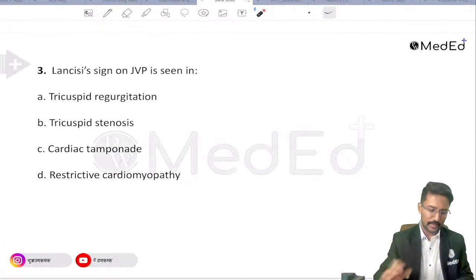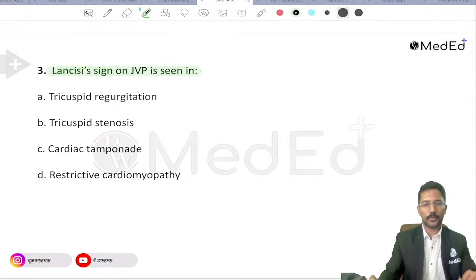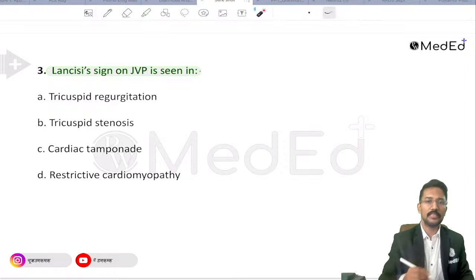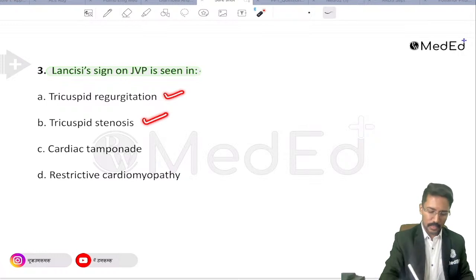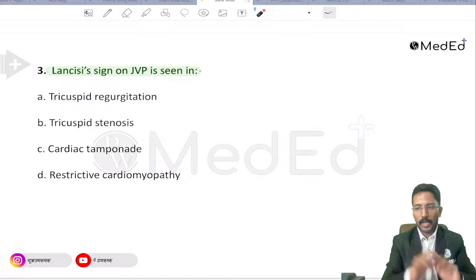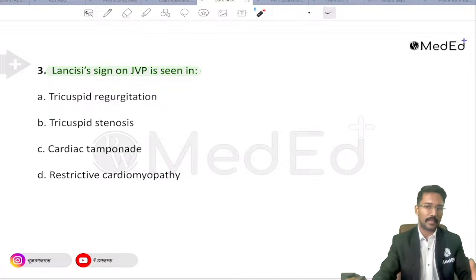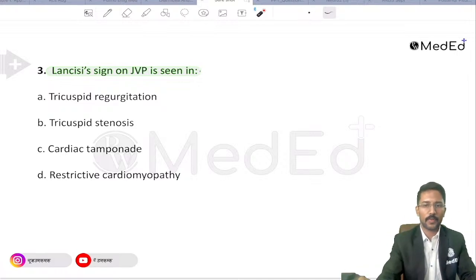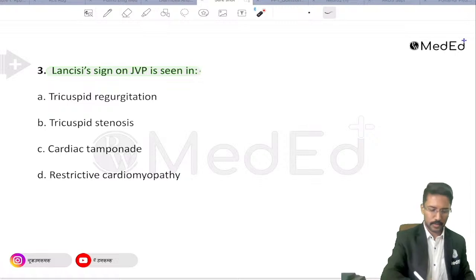Now let's move to the next question. Lance's sign on JVP is seen in which of the following conditions? Options are tricuspid regurgitation, tricuspid stenosis, cardiac tamponade and restrictive cardiomyopathy. Okay, have you heard of this thing called Lance's sign? I know some of you recognize what this is, but you don't know the name. So if I tell you what exactly I'm talking about, you will be able to answer, but before that make an attempt if you can answer. Okay.